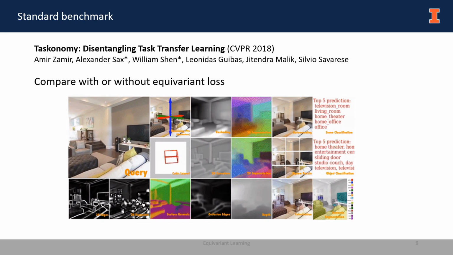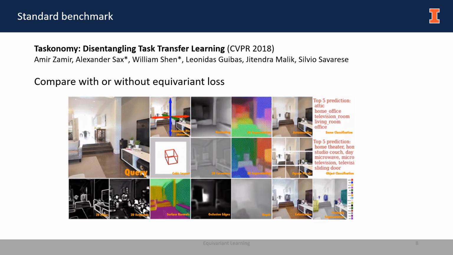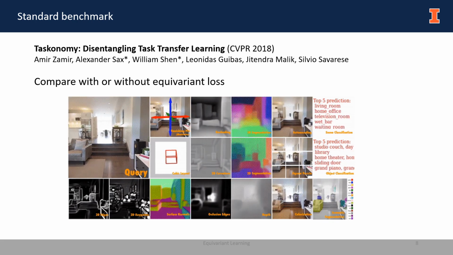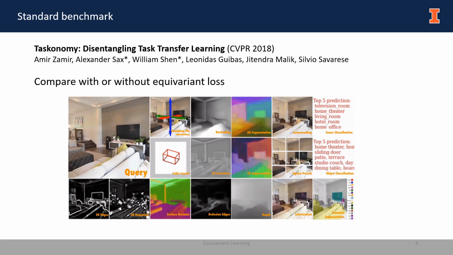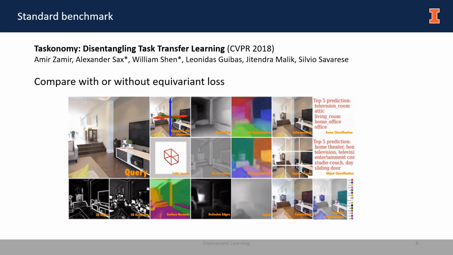Let's test our approach with the Taskonomy dataset. This is a very rich dataset. We mainly focus on depth and normal in our paper, but the same idea can be carried over to other dense prediction tasks.